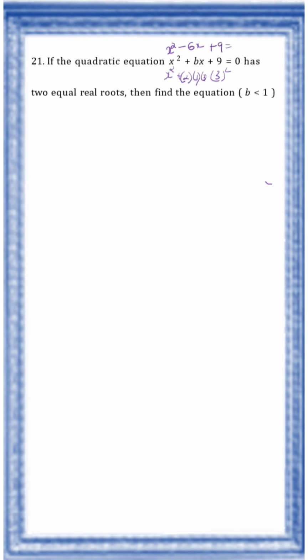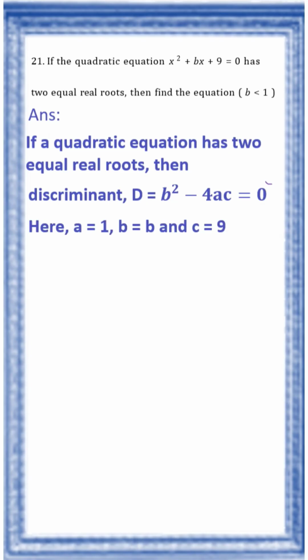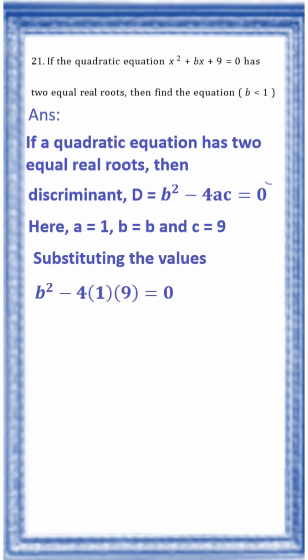If it is asked for 1 mark, this is the method, but this is for 2 marks, so you have to do some steps. If a quadratic equation has two equal real roots, then the discriminant D, which is b square minus 4ac, should be equal to 0. Now let us substitute the values, where a is equal to 1, b is equal to b, c is equal to 9. b square minus 4 into 1 into 9 is equal to 0.